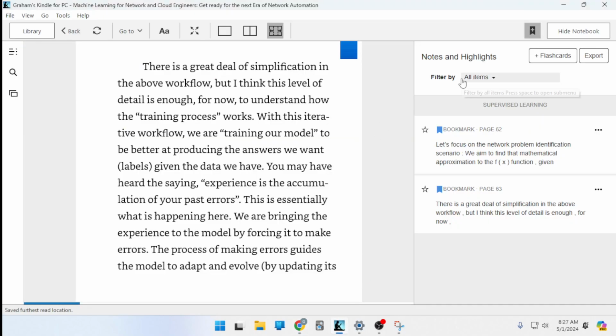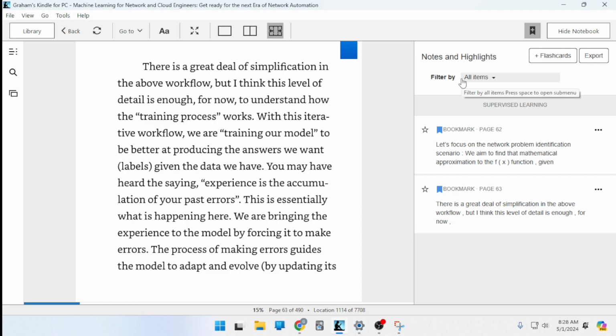So let's move on. There's a great deal of simplification in the above workflow, but I think this level of detail is enough for now to understand how the training process works. With this iterative workflow, we are training our model to be better at producing the answers we want, labels, given the data we have. You may have heard the saying, experience is the accumulation of your past errors. This is essentially what is happening here. We are bringing the experience to the model by forcing it to make errors.